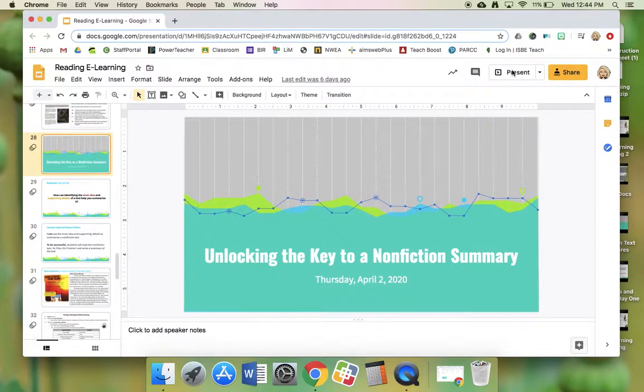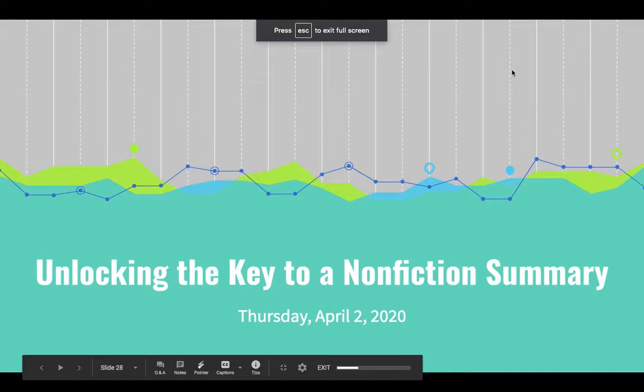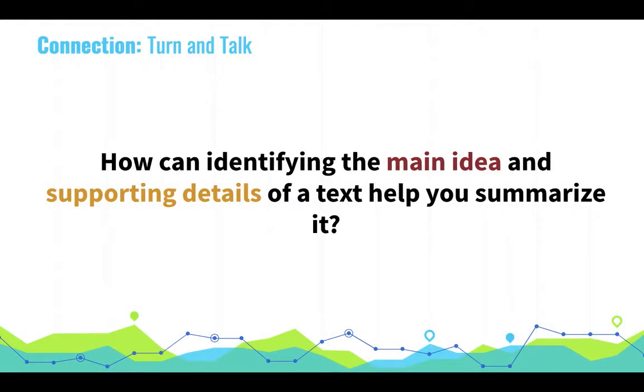Thursday reading lesson. Today we're focusing on unlocking the key to nonfiction summaries, which is a review from our Extreme Weather Unit 2. Turn and talk with the people around you, maybe your parents. How can you identify the main idea and supporting details of a text, and how will that help you summarize it?